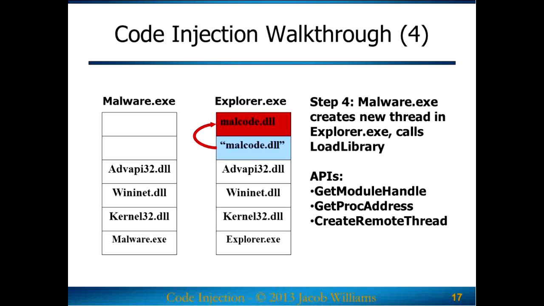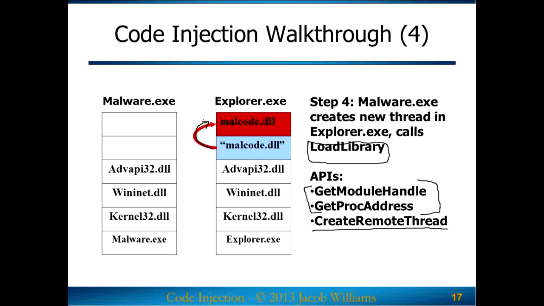Finally, malware.exe is going to create a new thread in explorer.exe, and for the start address of this new thread, he's going to call LoadLibrary. There's a couple of things that we'll see here to get this whole process started. You'll see this combination of GetModuleHandle and GetProcAddress used to locate the actual address for LoadLibrary that's going to be used as a start address in the new thread. And then you'll see a call to CreateRemoteThread to load malcode.dll into the actual process space of explorer.exe.